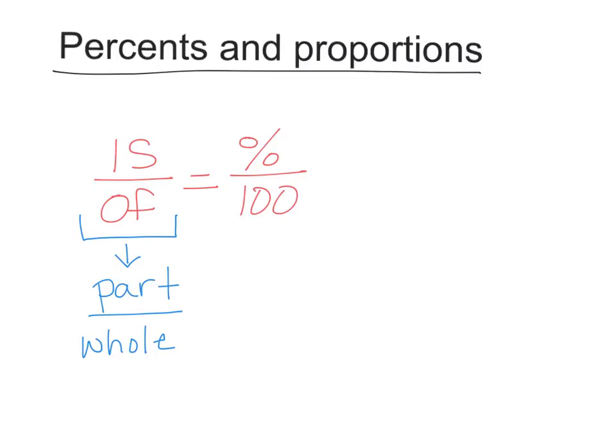Okay, so today we're going to continue talking about ratios and proportions, but we're going to connect that to percents. You may have seen this proportion last year where you had is over of equals percent out of 100. If not, think about this is over of as the part over the whole. And when we have a part out of a whole, we can try and figure out what percent that is by setting this ratio equal to the percent out of 100. And that's because percent means out of 100.